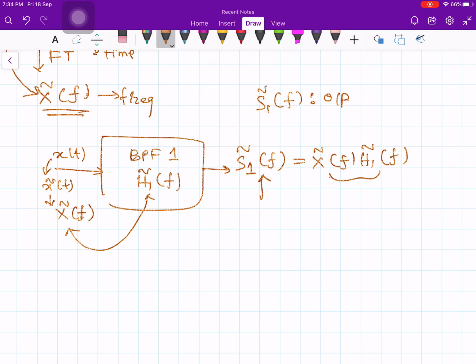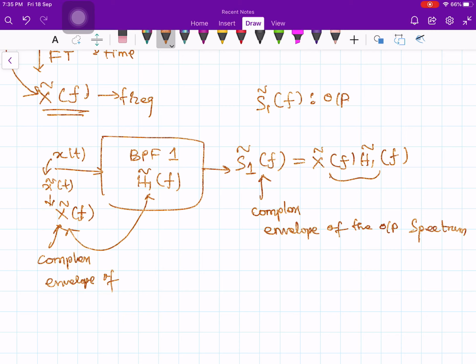So this is the complex envelope of the output spectrum, and this one is the complex envelope of the input signal. What is your input signal? The FM signal. And this is the complex envelope of your bandpass filter. So everything we are talking about is in terms of complex envelope.